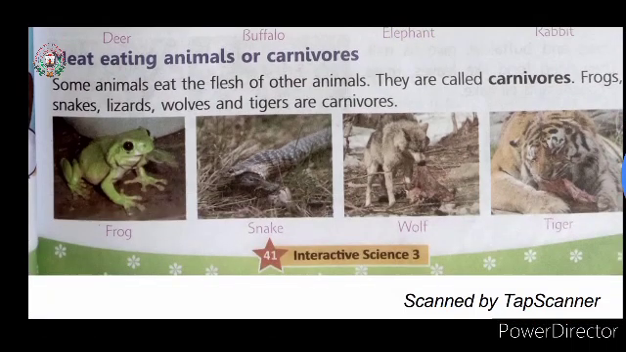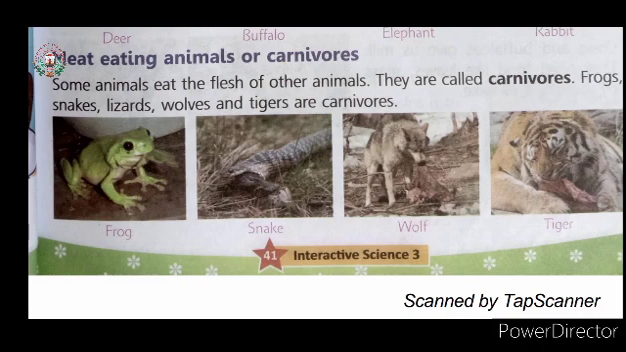Now the second one is your meat-eating animals or carnivores. Some animals eat the flesh of other animals. They are called carnivores as they are eating the flesh of other animals. Frogs, snakes, lizards, owls and tigers are carnivores.